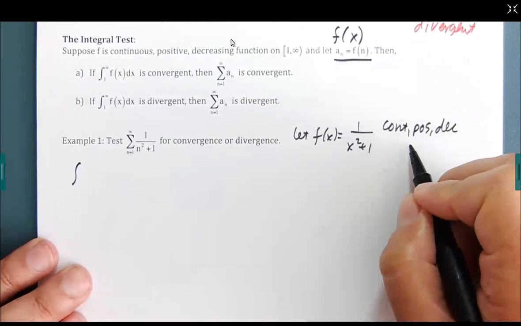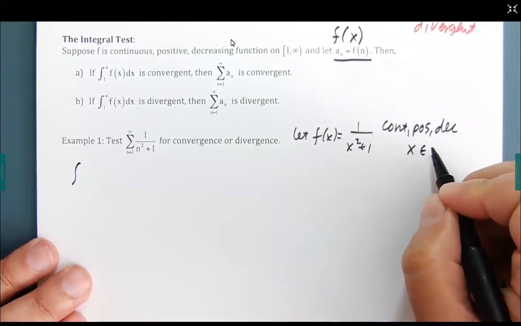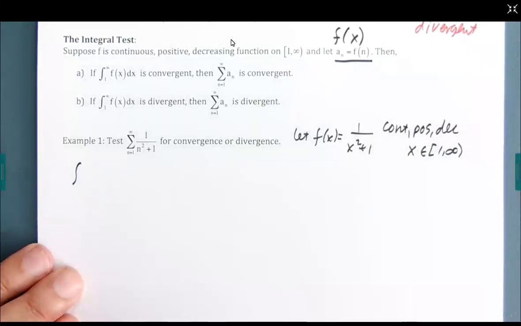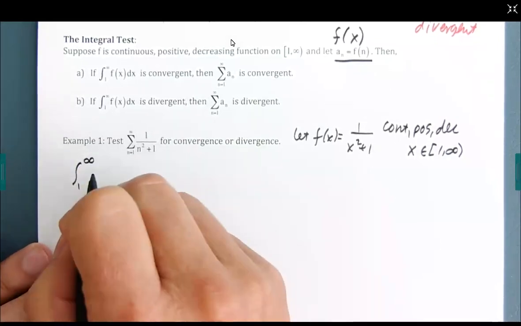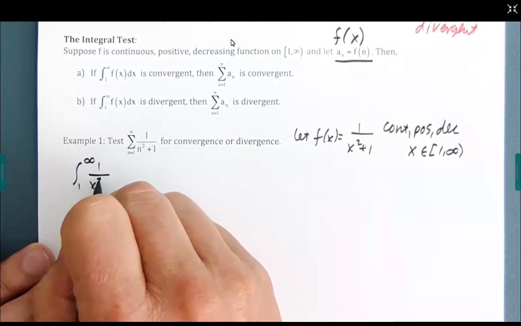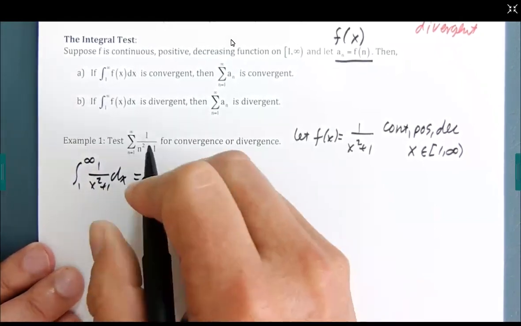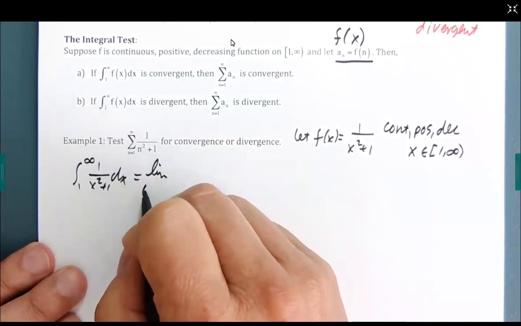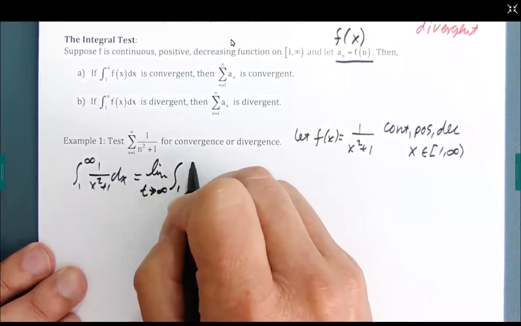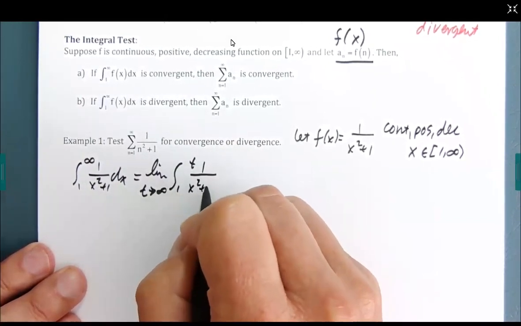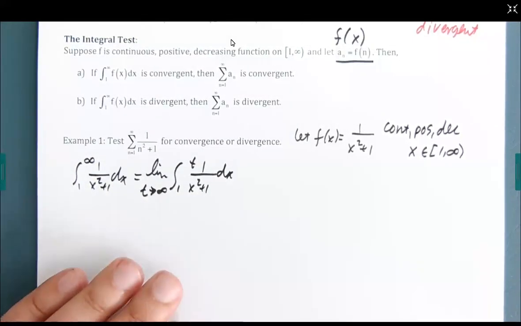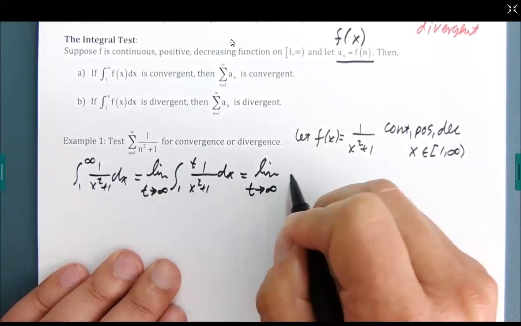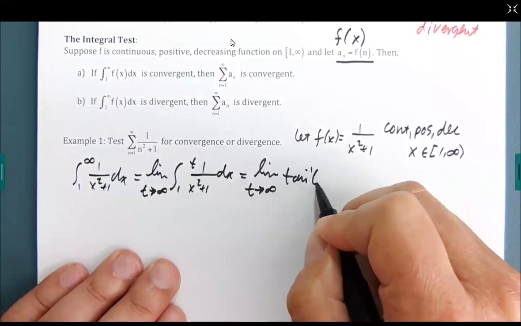And I should specify it's continuous, positive, and decreasing as x goes from 1 to infinity. And we're going to go from 1 to infinity of 1 over x squared plus 1 dx. And this, of course, is an improper integral. And hopefully we know that this becomes inverse tangent of x.